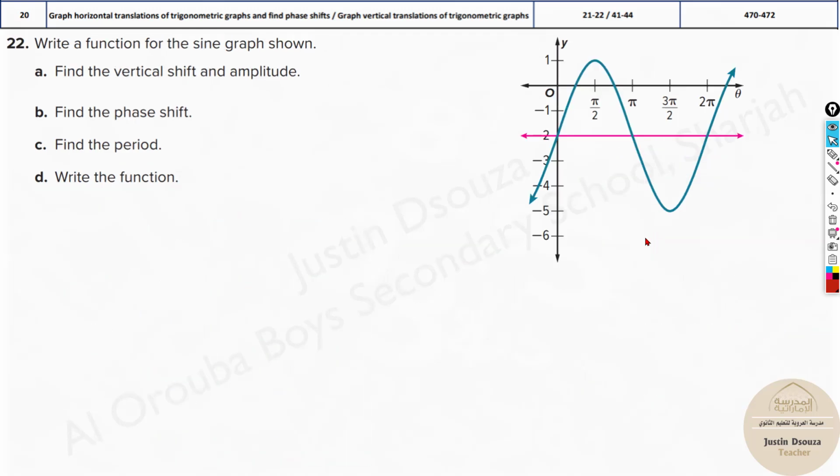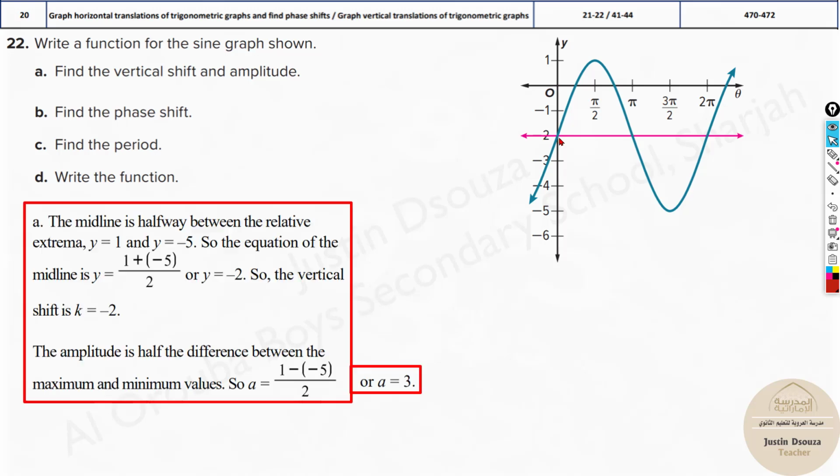Now please do try this problem by yourselves. I'll just walk through this. Here the midline is already given. What is the midline? It's minus 2. So here the k value, sorry, minus 2, it's downwards, right? Minus 2. But you need to do what? You need to take the average of the maximum and the minimum point. Maximum is 1, minimum is minus 5 here. So add them and divide by 2.